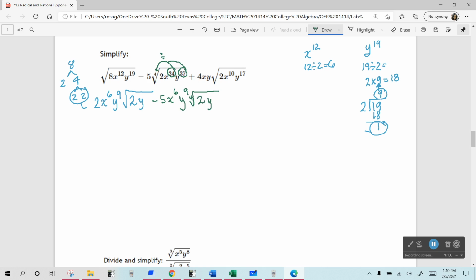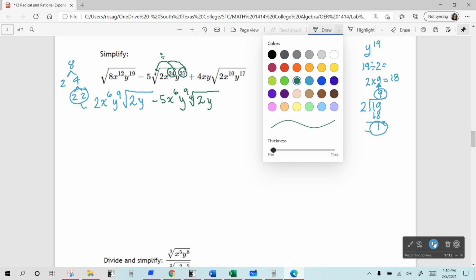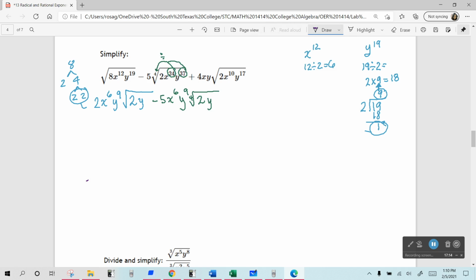Now, be careful there, because with the fourth, we cannot combine this one and this one, because this is the fourth root and this is the square root. So you've got to be careful with that. Let's finish all the simplifying, and then I'll show you how we're going to write the answer. This one is back to a square root. There's nothing we can do with the 2. It's 4xy.